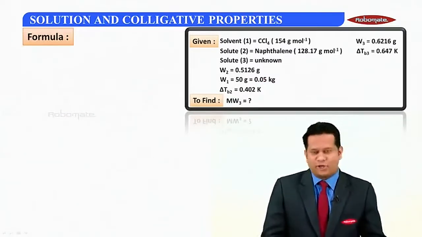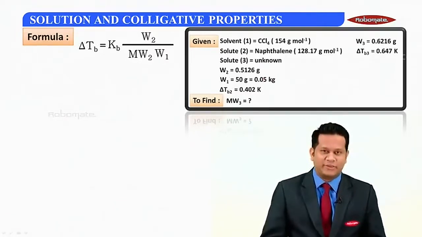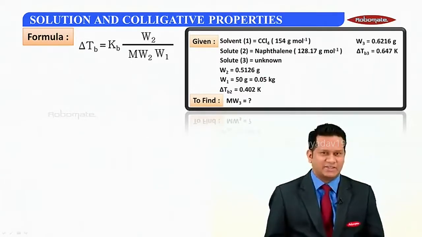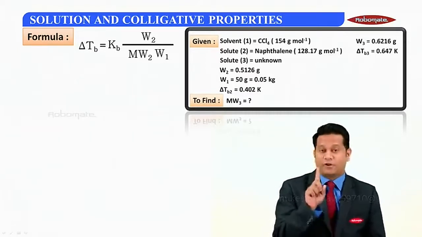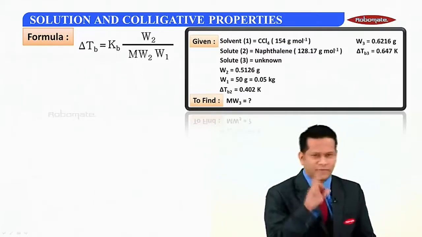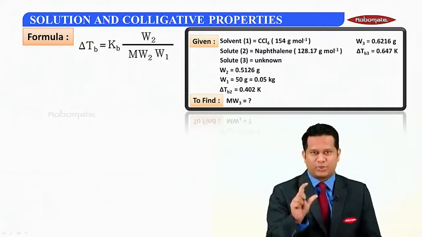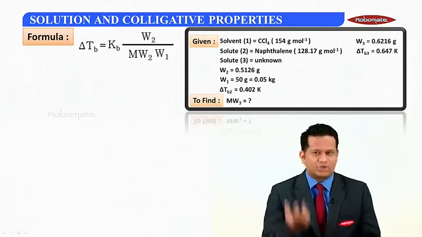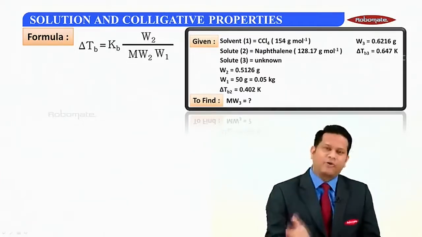Since we need to find the molecular weight, the formula which we are going to use is this: delta TB is equal to KB W2 upon MW2 into W1. But how will we get the answer? Now there are two solutions. From the first data of our solution 1, we'll first calculate the value of KB, because if you see, from the first data only KB is missing. Now once you get the KB value for solution 1, since the solvent is common, the KB value will be the same.